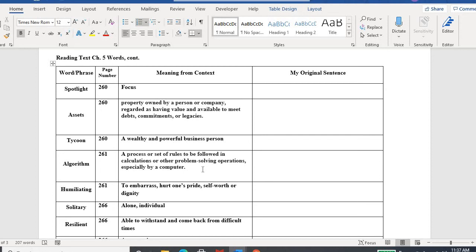Algorithm, you might be familiar with this from math class, is a process or set of rules that you have to follow in order to reach an answer. It's step by step. You could be doing it by hand, or a computer will follow certain calculations or operations to get to a particular answer. And then humiliating is something I'm sure we've all felt at one point or another, where your pride is hurt, you're embarrassed, maybe your dignity is a little dinged. So to be humiliated is to be a little embarrassed.